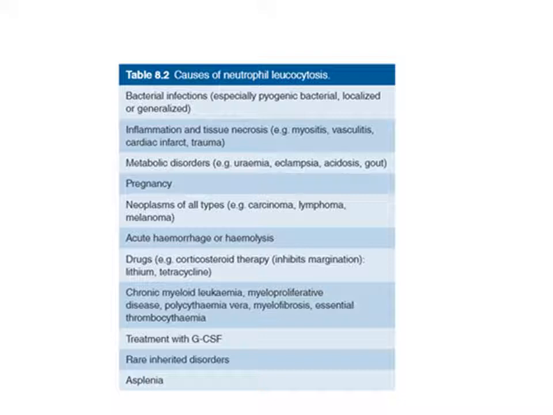Treatment with G-CSF, granulocyte colony stimulating factor. Now, when we give chemotherapy to some patients, the bone marrow is suppressed. Neutrophils are the first line of defense, so in these patients we give injections of G-CSF to improve the neutrophil count in the peripheral blood. This stimulates the production of more granulocytes. Rare inherited disorders may also be responsible for a rise in neutrophils.